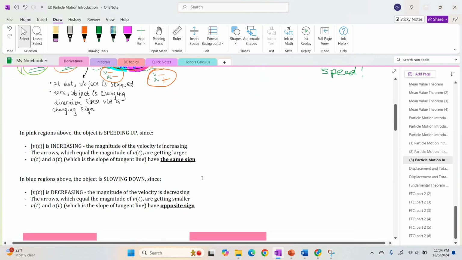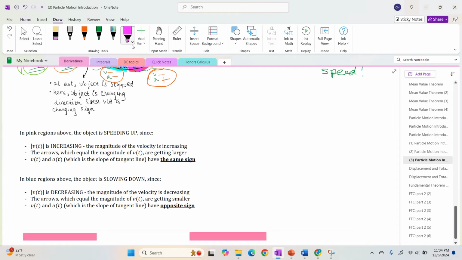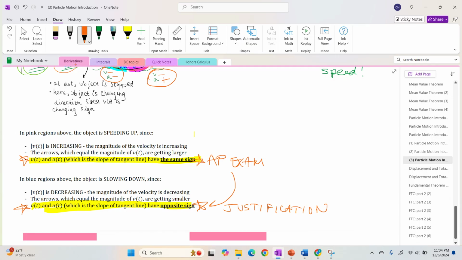So on the exam, in order to justify if something is speeding up or slowing down, you're going to need to use this one. So I'm going to highlight this one and put a star next to it. If you have a highlighter, highlight it or put stars next to it, circle it, something. This is how you're going to justify on the AP exam. AP exam justification. Nothing else is going to cut it for the exam, okay? They're very specific, College Board specific about how you justify this.